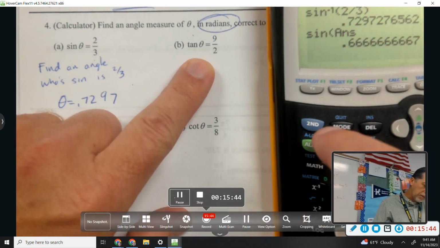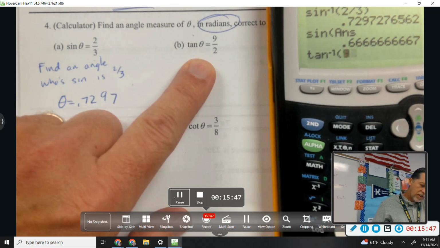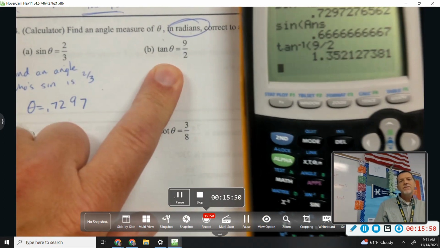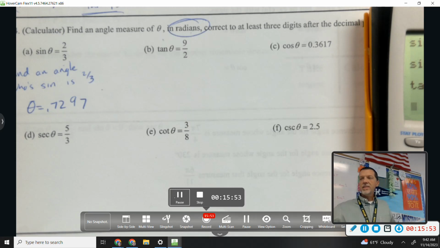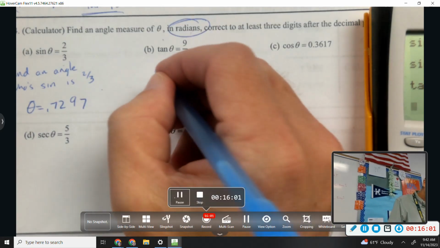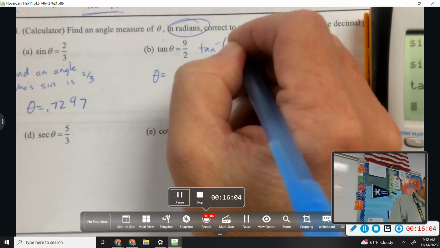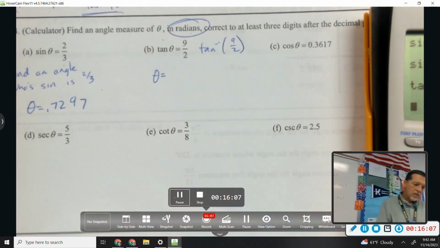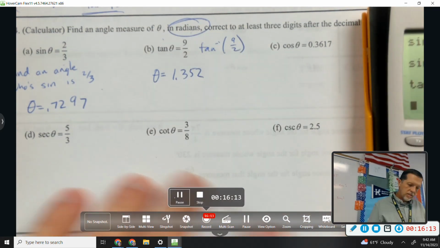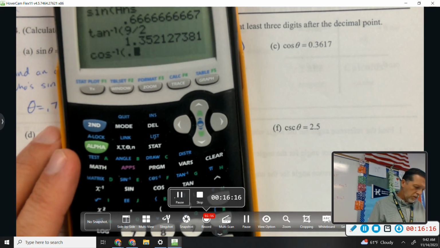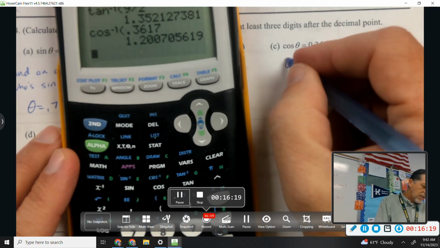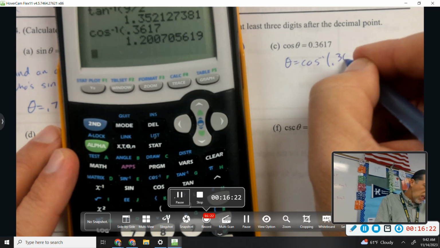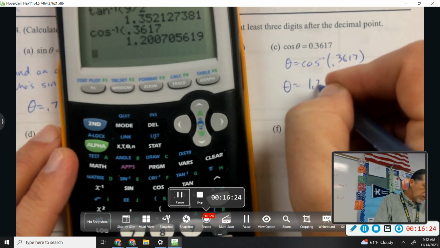All right, letter B, inverse tangent. Inverse tangent of 9/2: 1.352. Inverse cosine of 0.3617: .201.